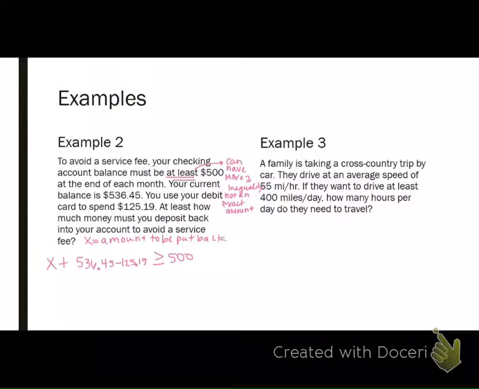So this is saying the amount I need to put back into my account plus what's currently in my account and what I've just spent, all right, has to be greater than or equal to $500. So I do. Somebody do 536 minus 125.19 for me.